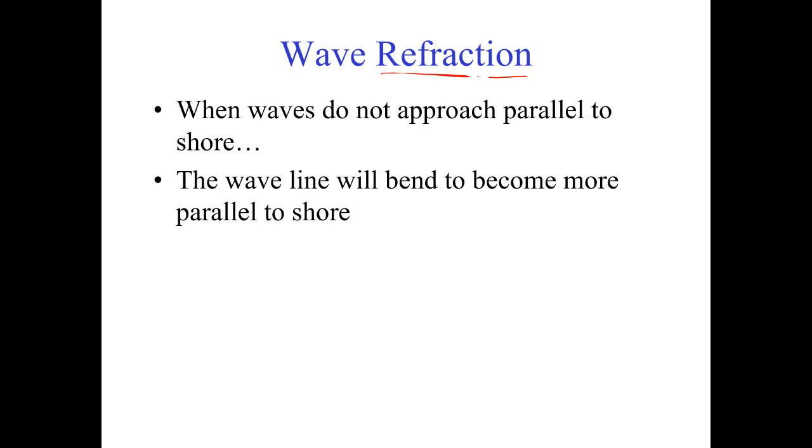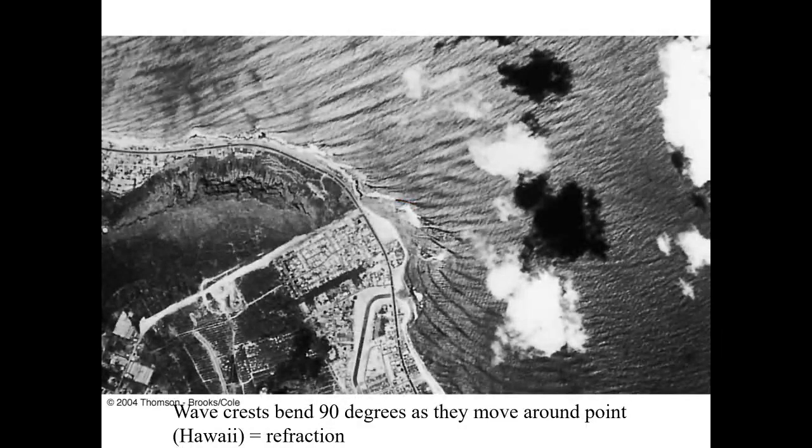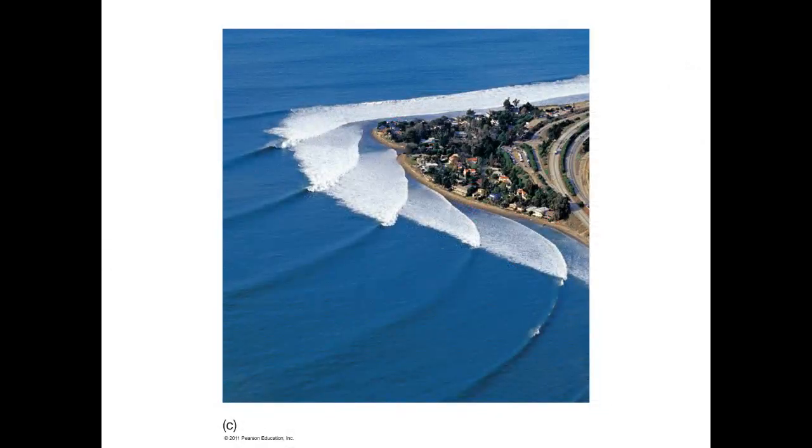So when waves do not approach parallel to shore, the wave line will bend to become parallel to shore. In other words, those marching soldiers are always going to try to come straight toward home. So when they're not parallel, here they look perpendicular, look what happens. They start to become parallel. That's because of the bending, or the refraction. Another example showing you the same thing. Refraction, bending.